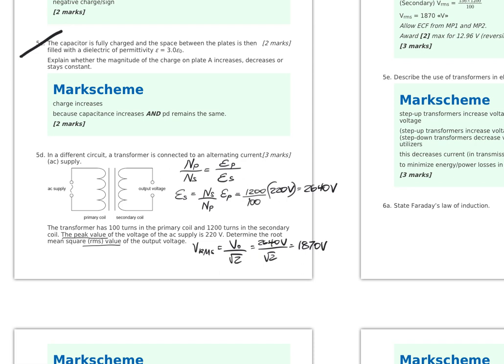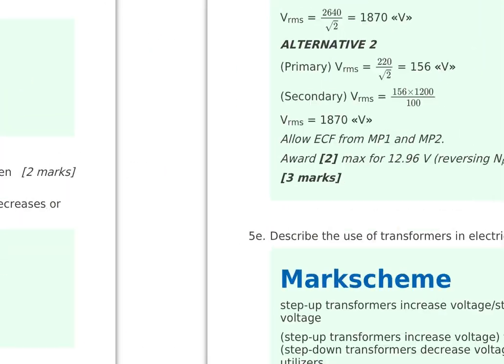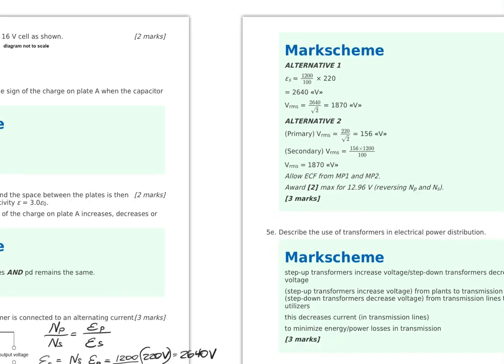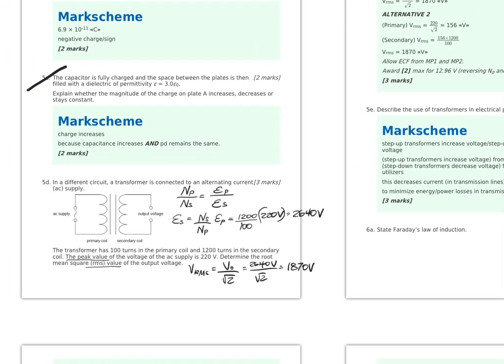I thought this was a step-up transformer. It's a step-down transformer. No, it is a step-up transformer. The primary voltage, of the AC supply, is 220 volts. And there are fewer coils, fewer turns in the primary than in the secondary. The RMS value of the output voltage is 1870, and that is correct. That is the answer. So my approach is right, but I made a math mistake. My bad. But it's all good now.